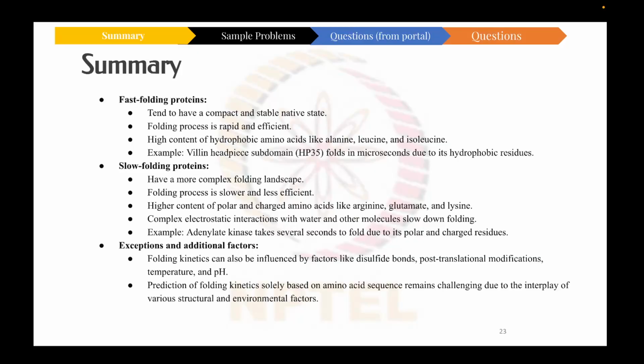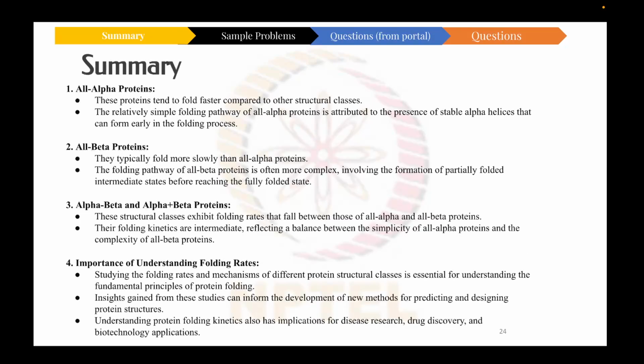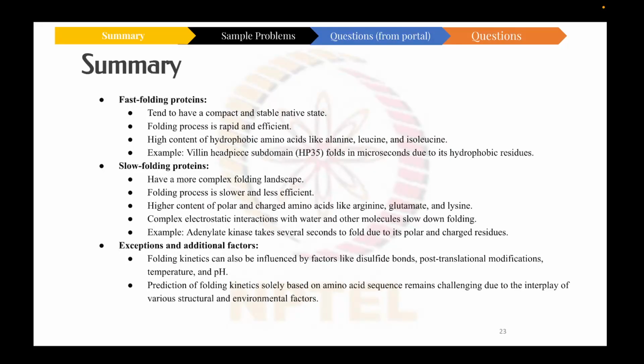However, it is important to note that there are many exceptions to these general rules, and the folding characteristics of a protein can be influenced by many other factors, including the presence of post-translational modifications and interactions with other molecules. Therefore, predicting the folding kinetics of a protein solely based on its amino acid sequence is challenging.